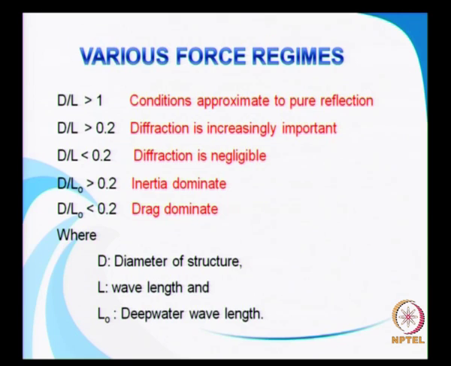Note that we have used wavelength. But then you have D by L naught greater than 0.2, where L naught is the deep water wavelength. Deep water wavelength is usually greater; the wavelength decreases as you go towards the shore. From deep water, the wavelength keeps on decreasing, which we have seen earlier. So, if D by L naught is greater than 0.2, we say that the force is predominantly inertial. And if D by L naught is less than 0.2, we say that drag is dominant.